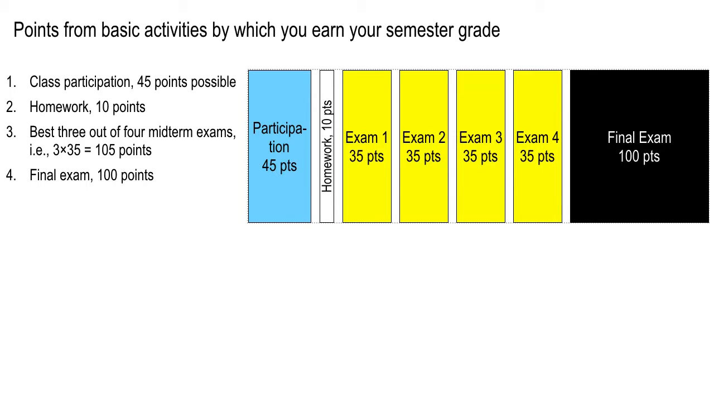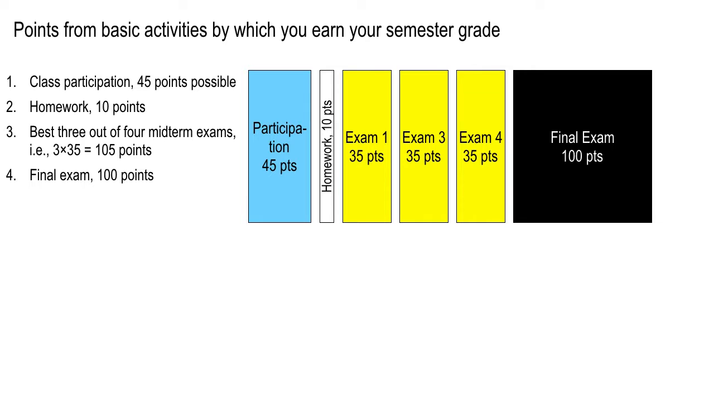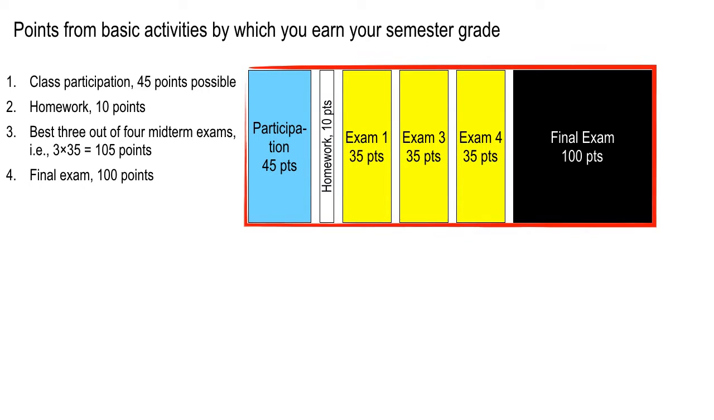Now let's say that exam 2 gets tossed, that's the lowest grade. And let's get rid of that one. And here is what remains for your semester grade. There's 45, 10, three 35s, and 100. And that works out to total possible points, 260.